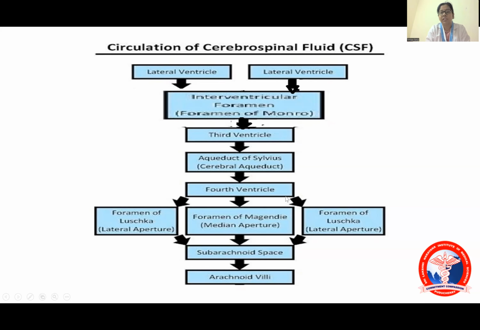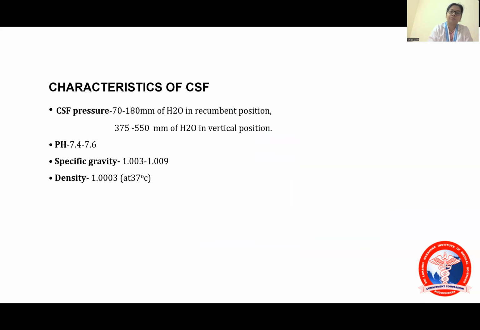From the fourth ventricle, through the foramen of Magendie, which is the median aperture, and the foramen of Luschka, which are the two lateral apertures, it enters the subarachnoid space. From the subarachnoid space, it reaches the arachnoid villi, where the CSF is absorbed. So this is the full circulation.